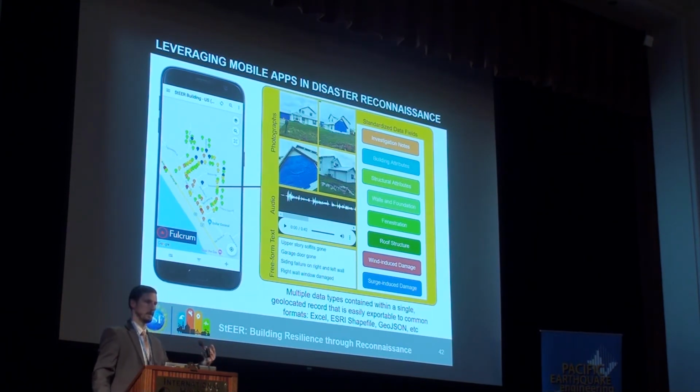So then when we go back on a map later, all this information is stored in a single location. It's easy to transfer, easy to share, and easy to work with and enhance later. So you can look there on the right-hand side and see all the different data types that are contained within a single, what we call a record.